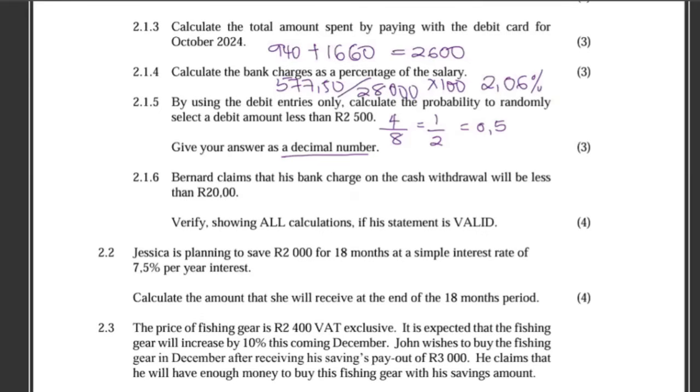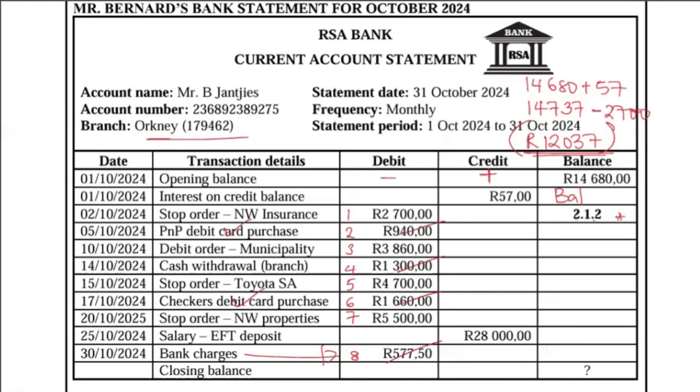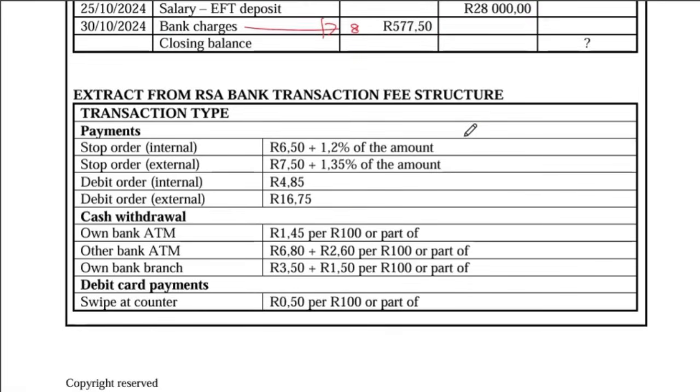Bernard claims that the bank charge on the cash withdrawal will be less than 20 Rand. Which cash withdrawal? We have to go back to the bank statement to look for the cash withdrawal. Very fast, we look at it and you see, do you have anything to do with cash withdrawal? Yes, it's this one here. That means they withdrew this much. So here, this is when we're going to use the bank charges.